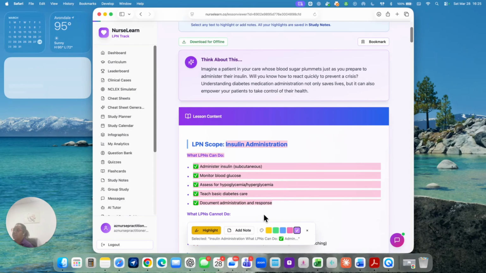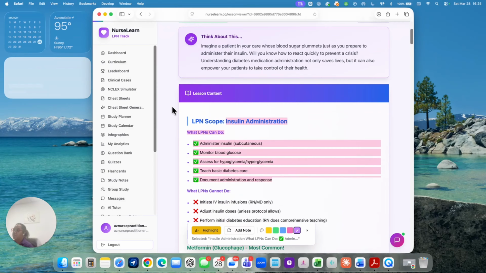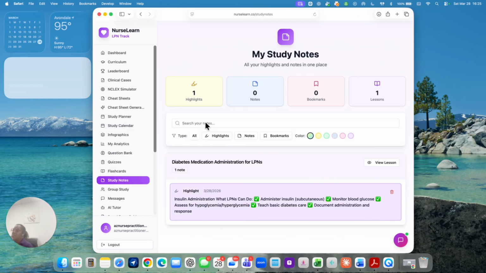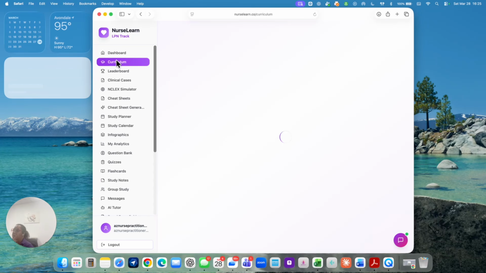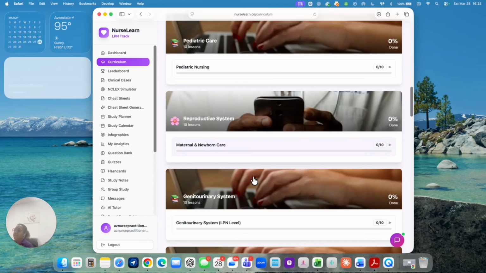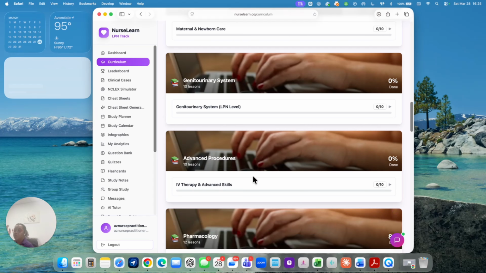So let me do that again. You can add a note. Let's see. It should be over here if I did it right. Yeah, so it went over here. So you can add highlights and notes or something you want to save for later. But let me go back to it. NurseLearn is best on your actual desktop. It's a lot more you can do than on your mobile.